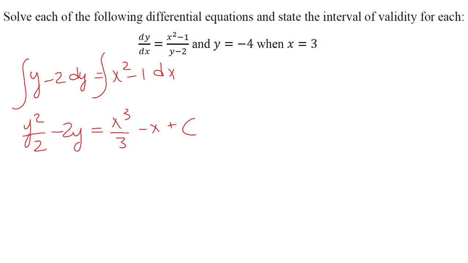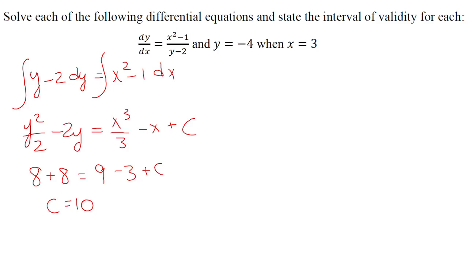So if y is negative 4, we have negative 4 squared, which is 16. And 16 over 2 is 8. And then minus 2 times negative 4 will be plus 8. And then when we plug in our 3, we get 3 cubed is 27. 27 divided by 3 is 9. So we have 9 minus our 3 plus c. For 16 equals 6 plus c, giving us c is equal to 10.